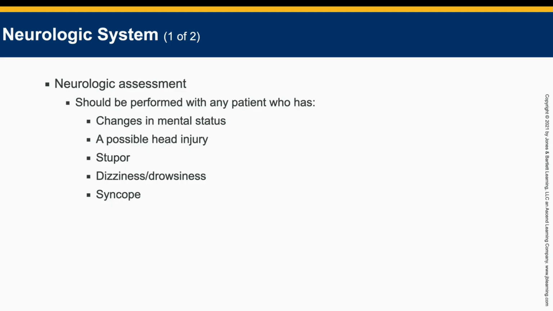function. In other situations that may require a neurologic assessment, some of these cases may be stupor, which is a reduced level of responsiveness, or dizziness and drowsiness, which may indicate problems with brain function and circulation. Another important symptom is syncope, which refers to fainting or a temporary loss of consciousness. Performing a neurologic assessment helps us evaluate how well the brain and nervous system are functioning and determine whether there's a serious underlying condition possibly occurring.